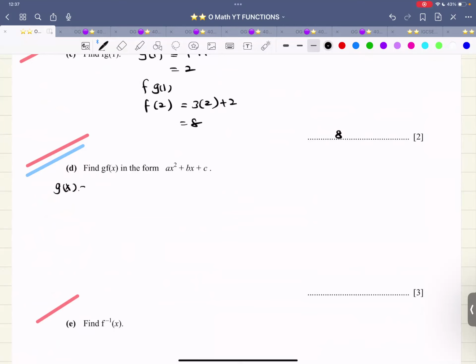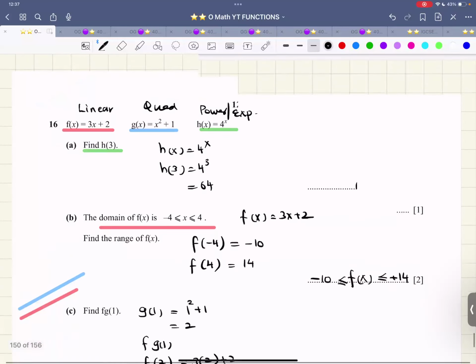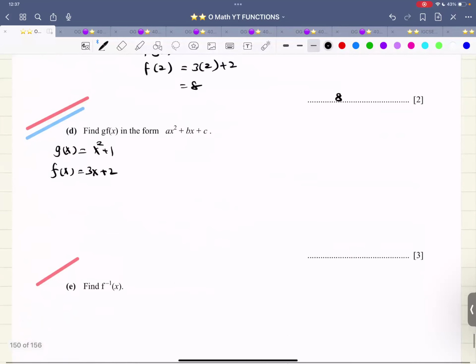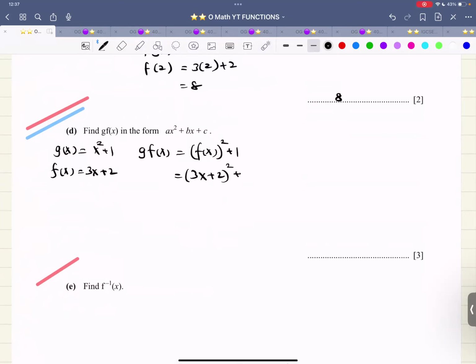Evaluate g of f(x) in this form. First of all, let me write g(x). I think it's x squared plus 1. Let me write f(x). That is 3x plus 2. No harm in checking. 3x plus 2, x squared plus 1. Perfect. g of f(x) means f(x) inside g(x). That is f(x), the whole thing squared plus 1, which is 3x plus 2, the whole thing squared plus 1, which is 9x squared. 2 into 3 is 6. 6 plus 6 is 12x plus 4 plus 1. That is 9x squared plus 12x plus 5.